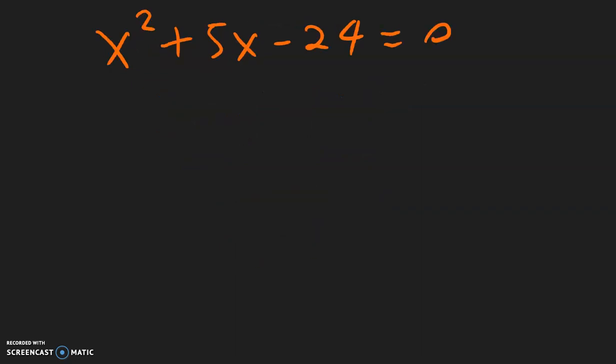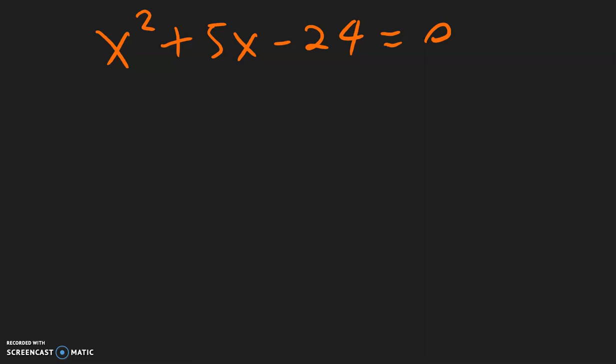So now we will use what we just learned to solve equations by factoring. Before you begin, you need to check two things. On the right side, it has to be equal to 0. And on the left side, it needs to be in standard form, which we have x squared, then the 5x, then the constant, negative 24. So everything is in the correct order and is equal to 0, so we can factor.